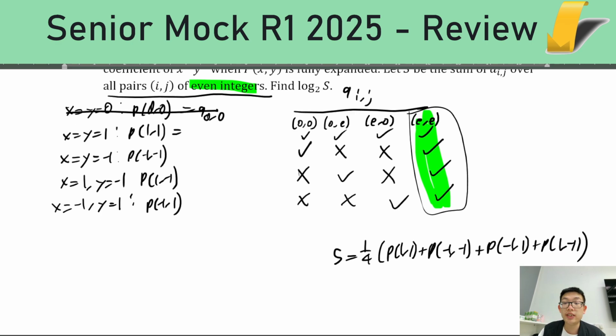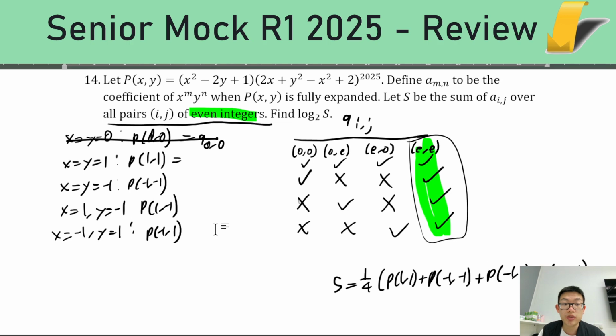Okay, and each of those things are quite easy to compute. You just put the (1, 1) into the actual polynomial and see what you get. I've chosen it such that P(1, 1) is already 0. And if you put in (-1, 1), that's also 0. If you put in (-1, -1), the thing behind is also 0. So the only one that actually survives is (1, -1).